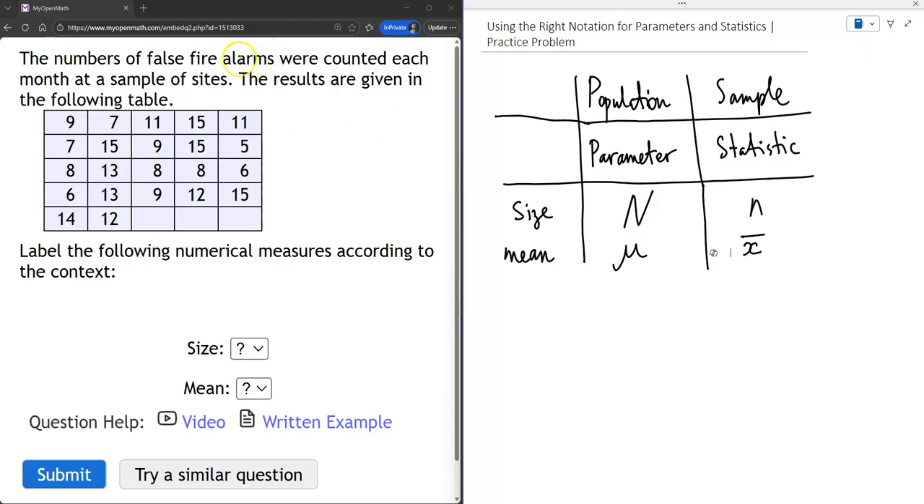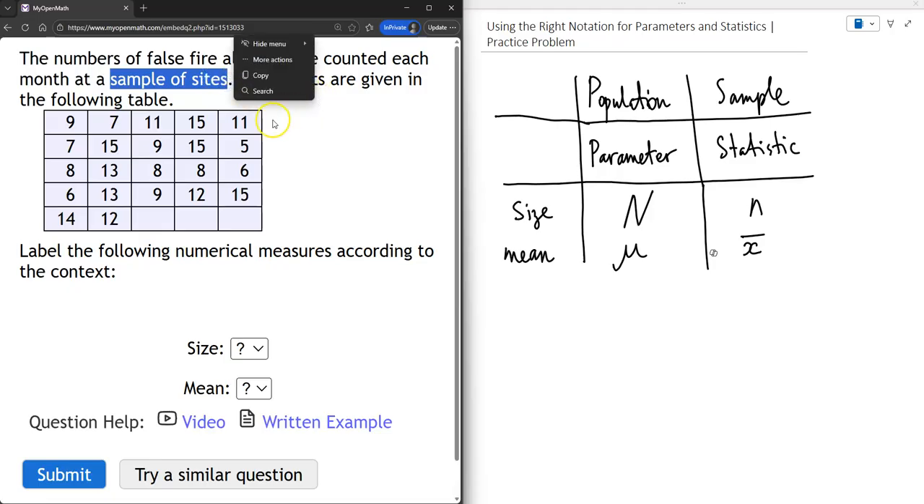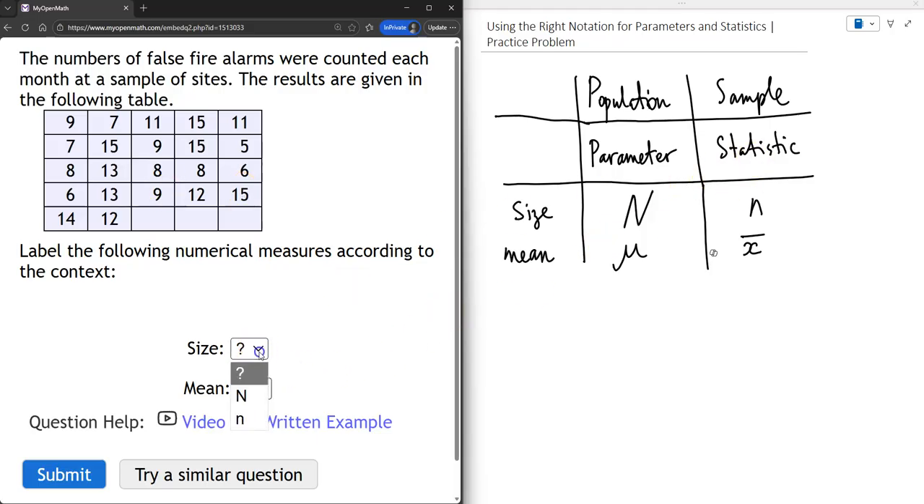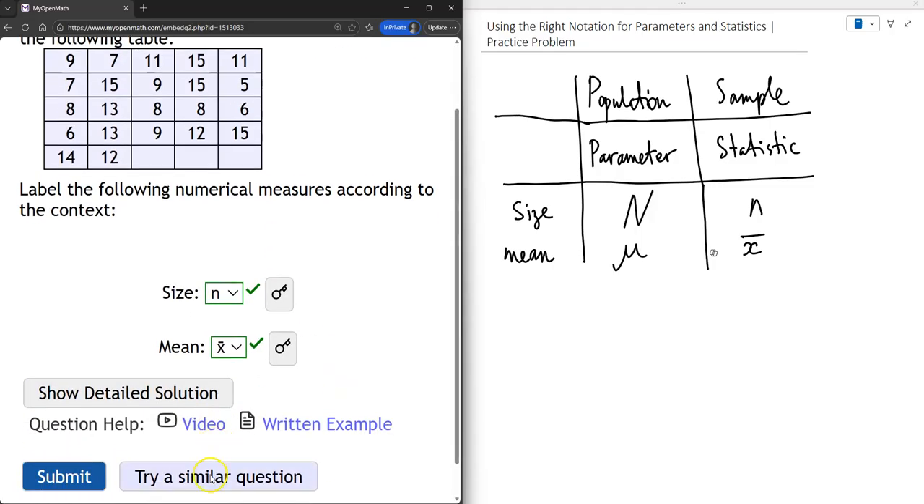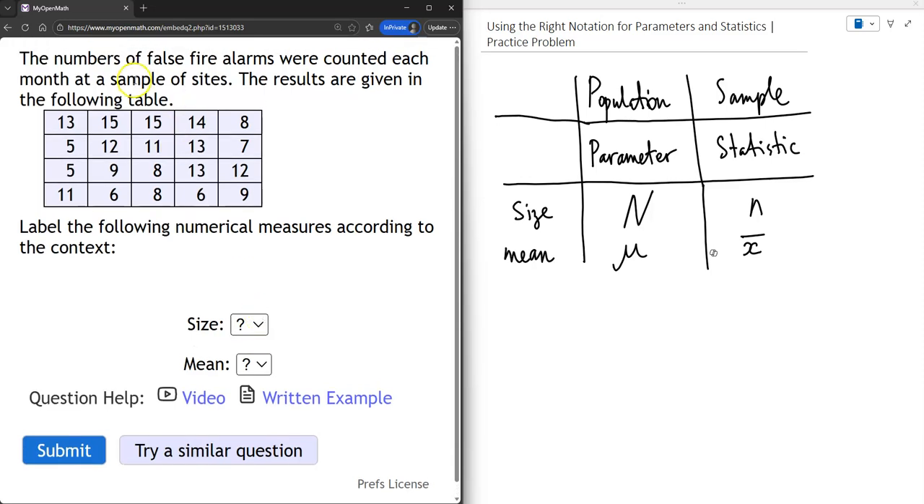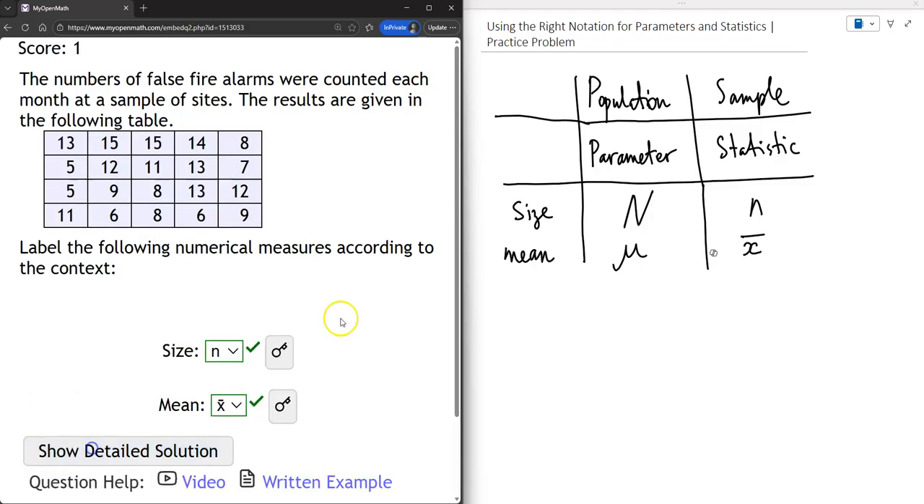So let's take a look at the problem on the left, and the key word here is we looked at the sample of sites, and it's a sample, therefore anything you measure from this sample will be a statistic. Size will be lowercase n, and mean will be x bar. Let's try another one. This is another sample, size is lowercase n, mean is lowercase x bar.